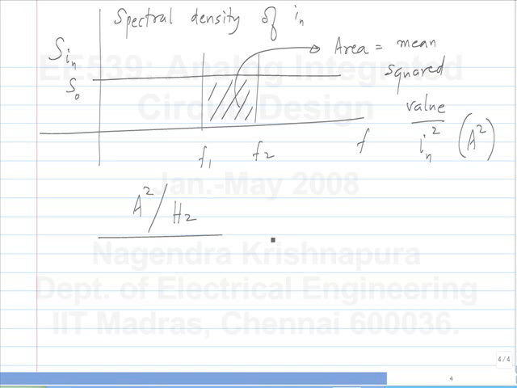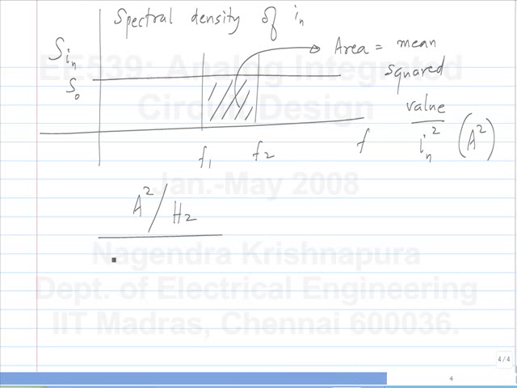Okay. So the mean square value of some noise current has units of ampere square, and the spectral density is nothing but the density of the mean square value over frequency. So it has units of ampere square per hertz. So if you integrate it in the range of interest, the frequency range of interest, you will get the variance or the mean square value in ampere square. Okay.